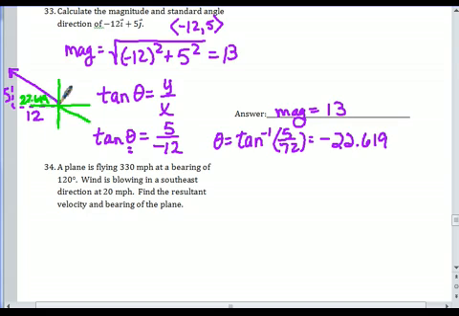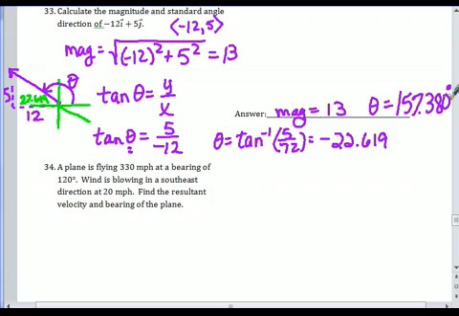In order to find the direction of this vector that I'm actually looking for, we're going to do 180 minus 22.619. When I subtract this value from 180, that gives me the theta that I'm looking for. In this case, our direction is equal to 157.38 degrees.